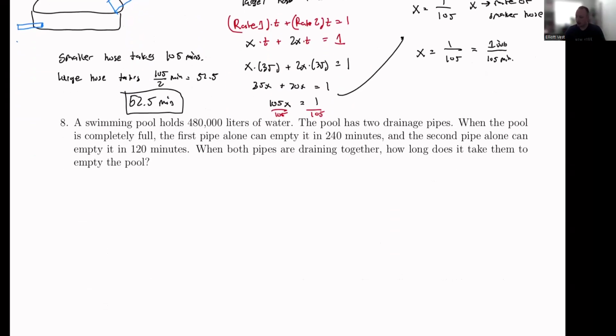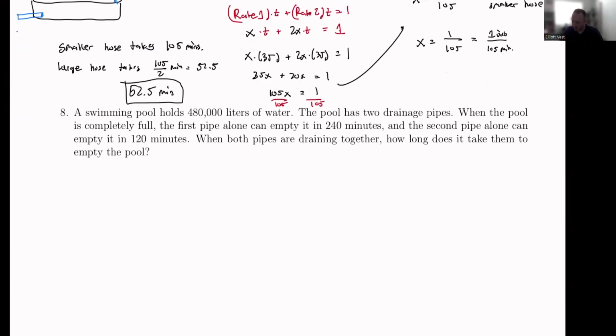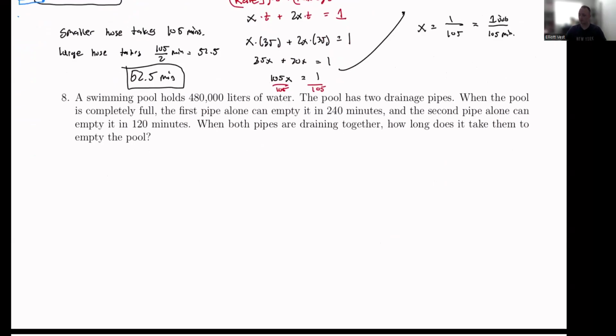Okay. This is going to be the last problem for this video. A swimming pool holds 4,800 liters of water. The pool has 2 drainage pipes. When the pool is completely full, the first pipe alone can empty it in 240 minutes. The second pipe alone can empty it in 120 minutes. When both pipes are drained together, how long does it take them to empty the pool?